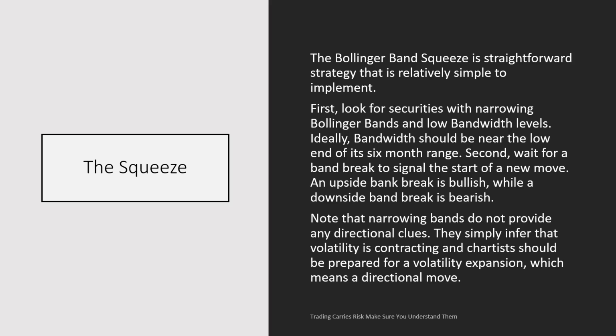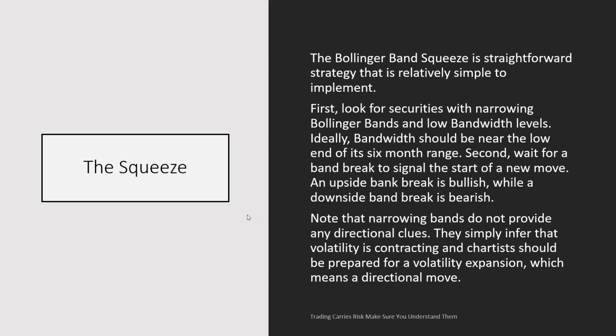So the Bollinger Band squeeze is pretty simple. First, we look for a security with narrowing Bollinger Bands and low bandwidth levels. Ideally, we're looking for something that's really contracting. We want this narrow little band. Then we wait for the band break to signal the start of a new move. An upside band break is bullish, while a downside band break is bearish.